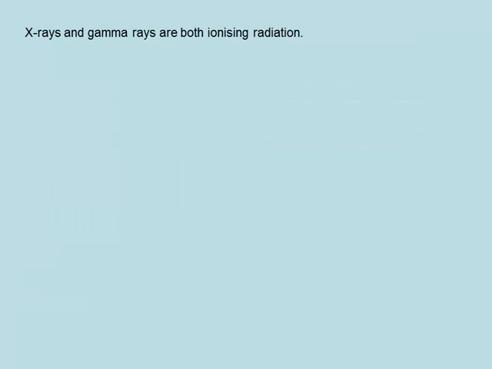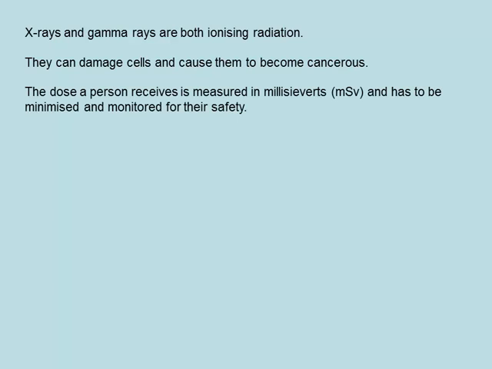X-rays and gamma rays are both what are called ionizing radiation. They can damage cells and can cause them to become cancerous. The dose a person receives is measured in units called millisieverts, and this has to be minimized and monitored for their safety.